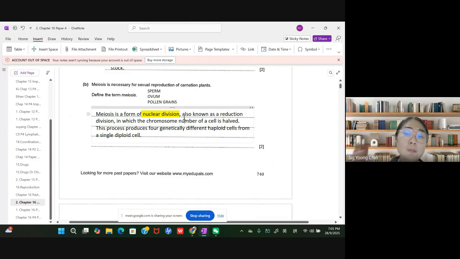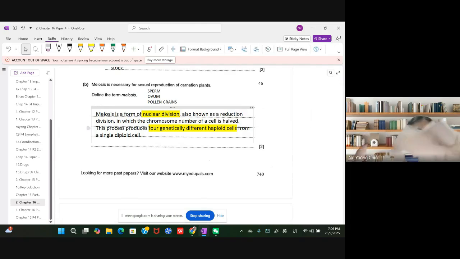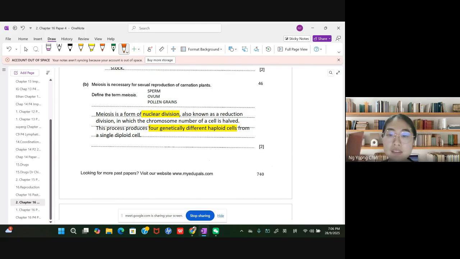Okay, so what they do is they will halve the chromosome number of the cell. Initially the chromosome number of the cell, for example, is 46. They will divide it and it becomes only 23 chromosomes. By this way, you can produce about four genetically different haploid cells from a single diploid cell. It's just something like this, right? So this is the diploid cell, okay?